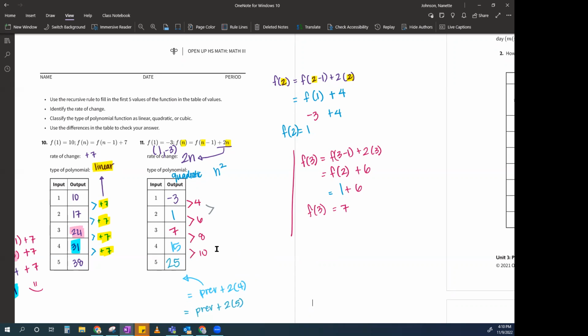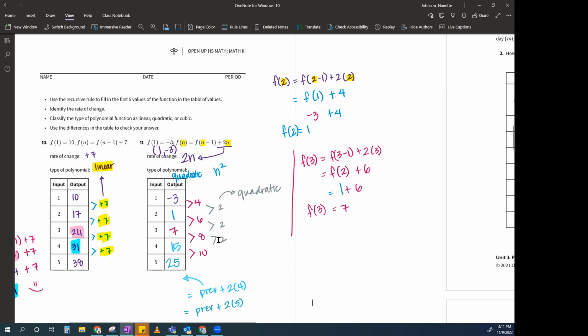2, 2, 2. Okay, Ms. Johnson, they're all the same. What does this mean? Because these are all the same, then that must mean it's quadratic. So here, quadratic. Why is it quadratic? Why does this mean it's quadratic? Very good.